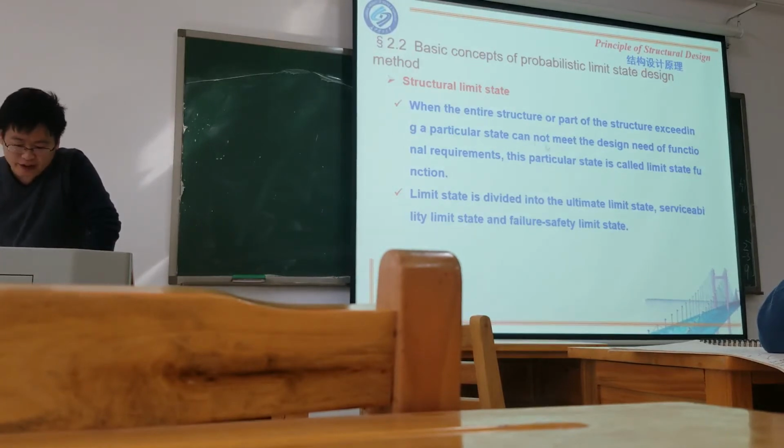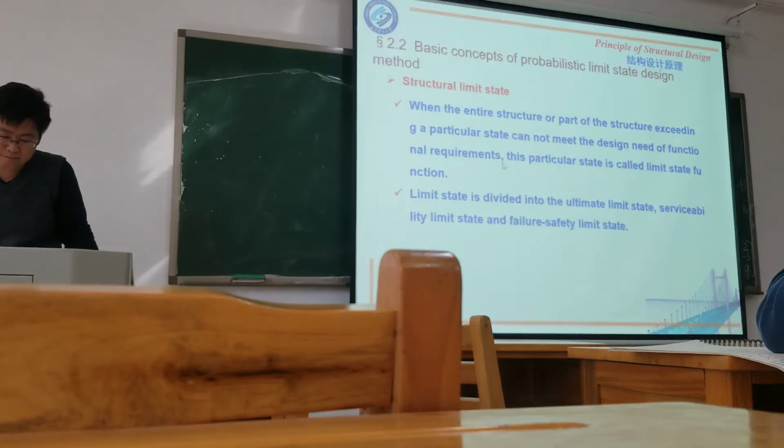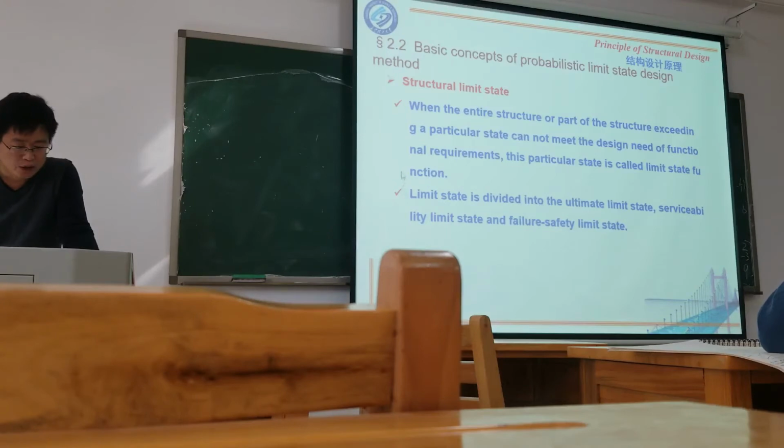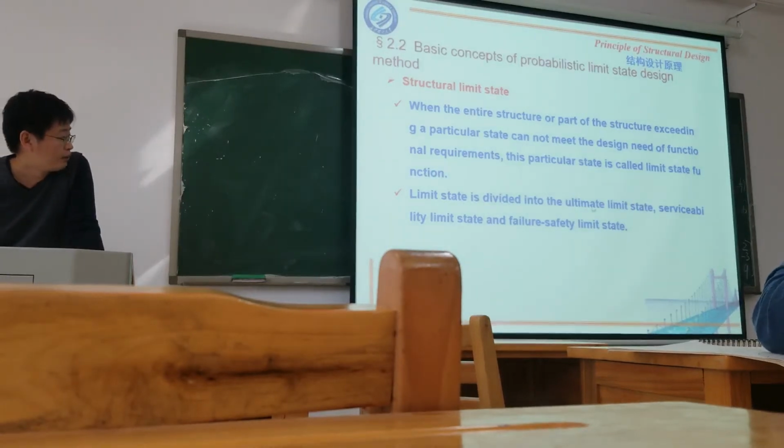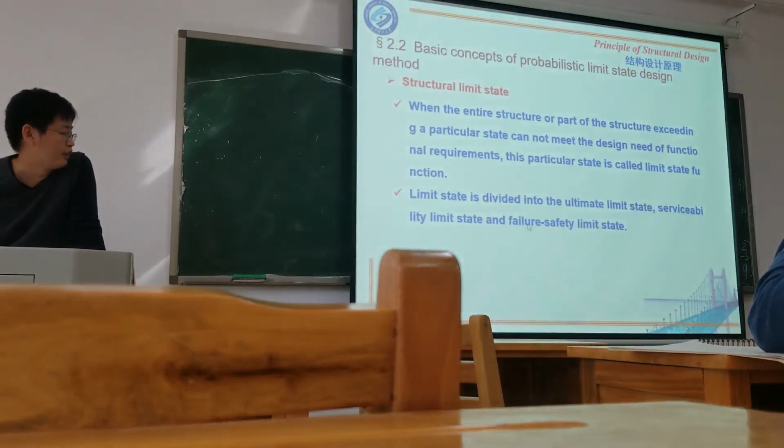Exceeding a particular state means it cannot meet the design need or the functional requirement. This particular state is called a limit state. So during our design, the limit state is divided into these three parts for different situations: ultimate limit state, serviceability limit state, and failure safety limit state.